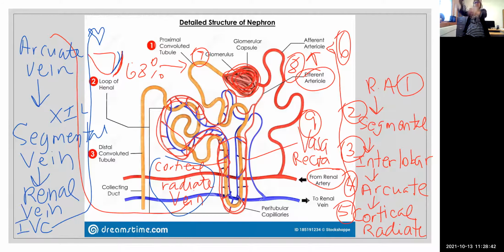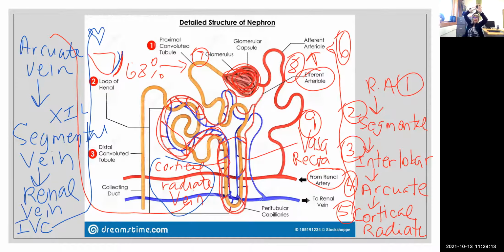So segmental means it is breaking up into segments across the renal pyramids. And then it goes in between. So remember ballet, remember the interlobar artery goes in between the renal pyramids, which kind of look like columns, right? So that's why we have the interlobar artery. And then from there, we have the arcuate creating a crown. Okay, so that's the arcuate artery.